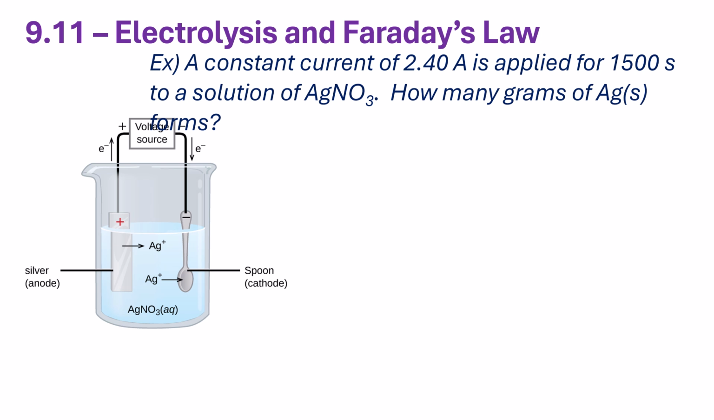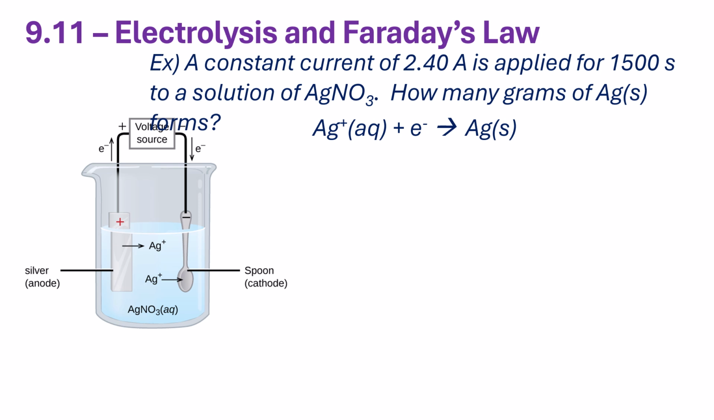And so we're pushing that in the non-spontaneous direction with a power source, right? So we need to really pretty much just think about the reduction half reaction, silver getting an electron added to it to form solid silver on the surface of that spoon. So this question is giving us some units that we haven't really used, at least in chemistry before, amperes.